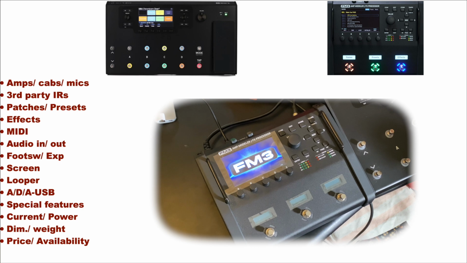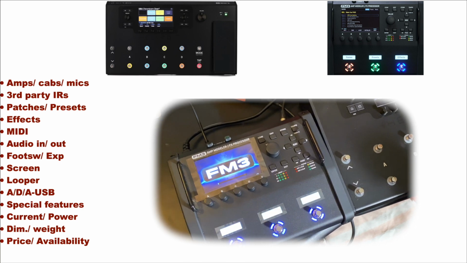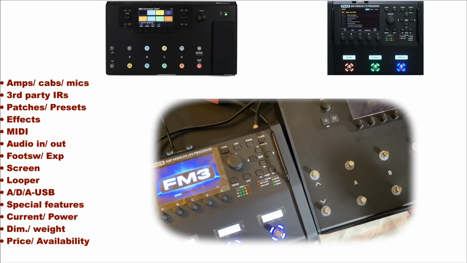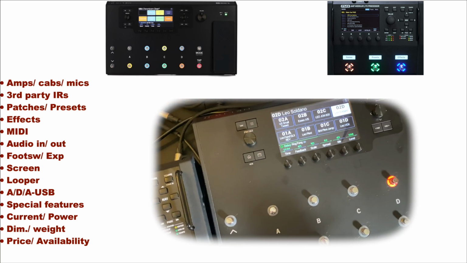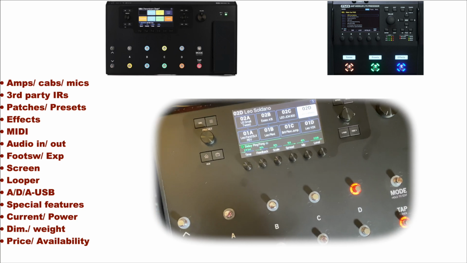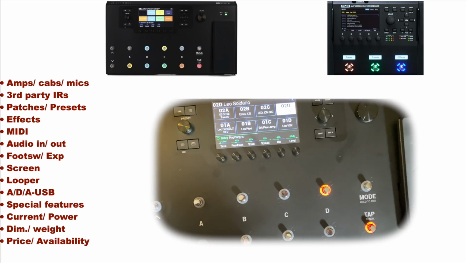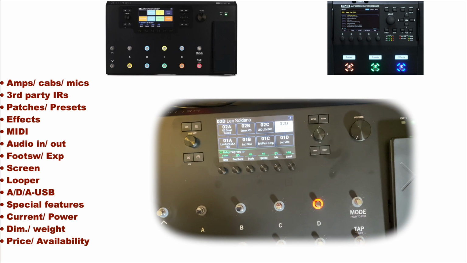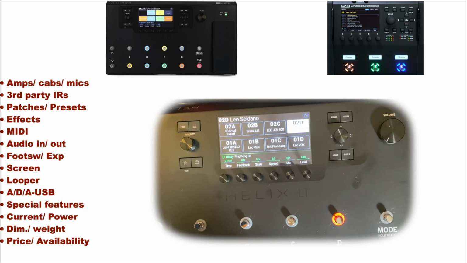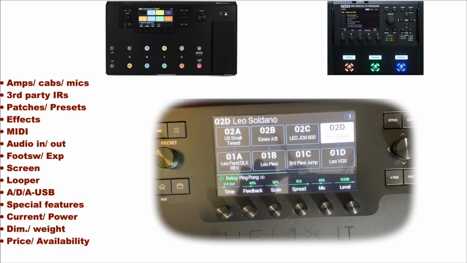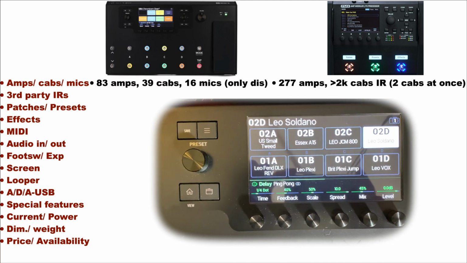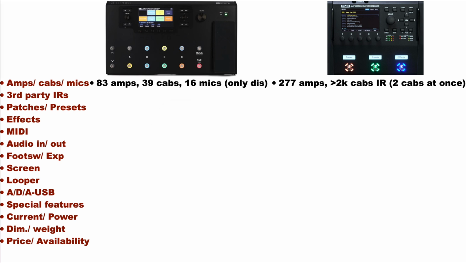We will now check the differences between the two units among the following parameters: number of amps, cabs and mics, third-party IRs management, patches and presets, number of effects and effect chain management, media availability, audio inputs and outputs, footswitches and expression pedal, screen size, looper, ADA conversion and USB channels available, special features, current, power, dimension, weight, price and availability. First of all, we have 83 amps and 39 cabs and 16 mics built in the Helix.